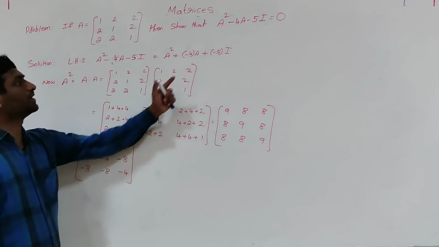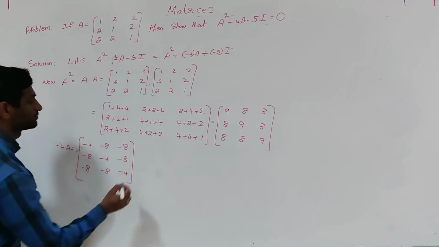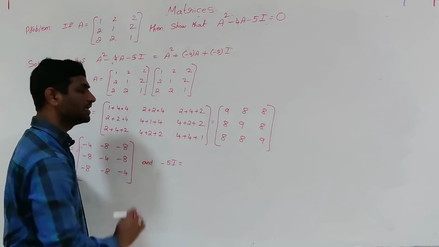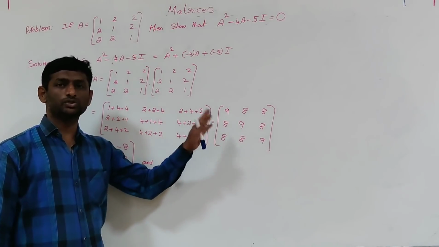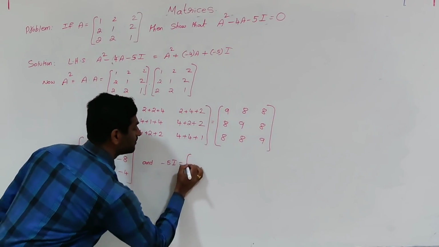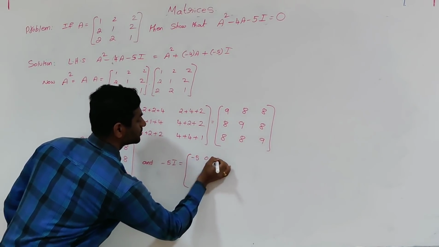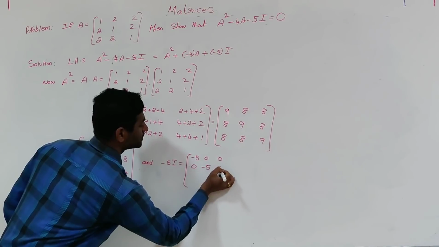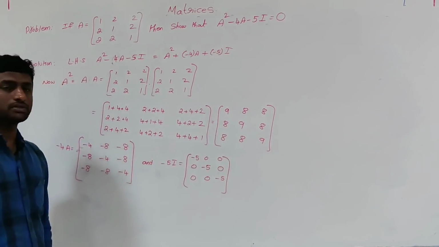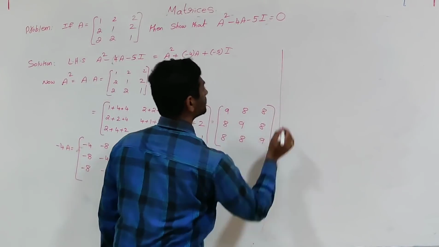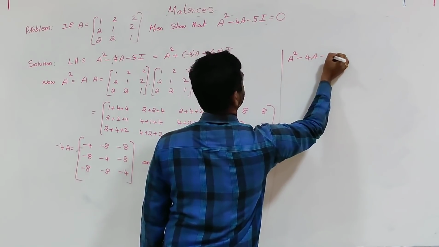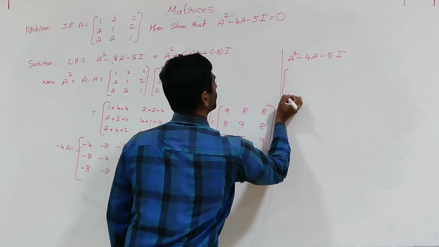Now we will see minus 5 into I. What is I? Identity matrix with 1 0 0, 0 1 0, 0 0 1. So minus 5I will be minus 5 0 0, 0 minus 5 0, 0 0 minus 5. So these are the three matrices, and we will go for the given condition: A square minus 4A minus 5I. What is A square?